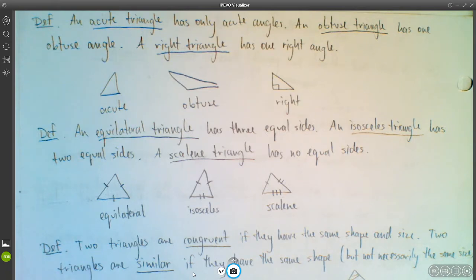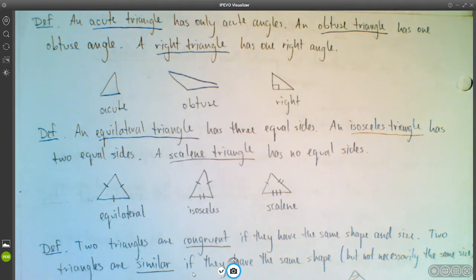If the sum of the angles of a triangle has to add up to 180 degrees, and you have two angles that are more than 90 degrees, that's not going to work, right? You're going to get more than 180 degrees when you add them up. So an obtuse triangle has one obtuse angle. It can only have one obtuse angle, otherwise it's not a triangle, right?